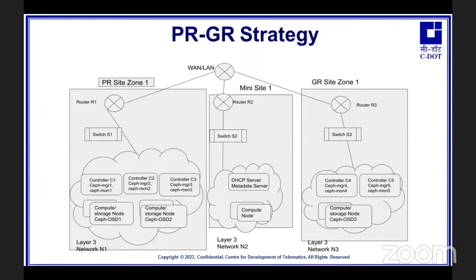Double ensure. Okay, so we are writing down the point. You are talking about what will be the criteria for which the traffic will be shifted from the PR side to the GR. Am I right? So transmission.